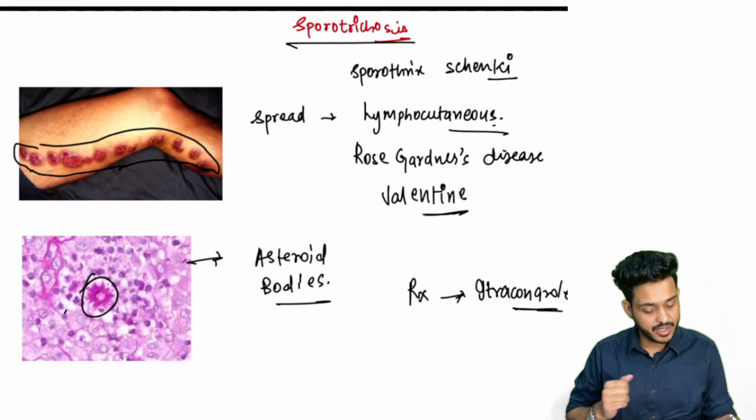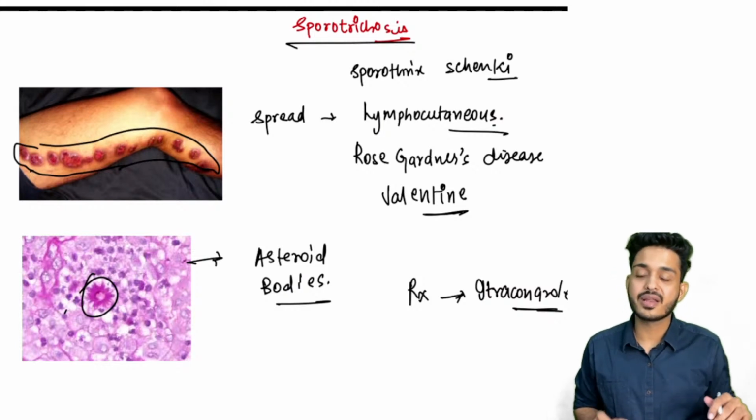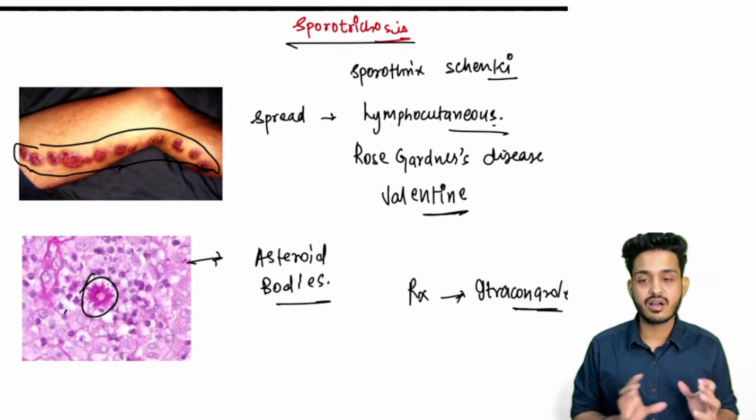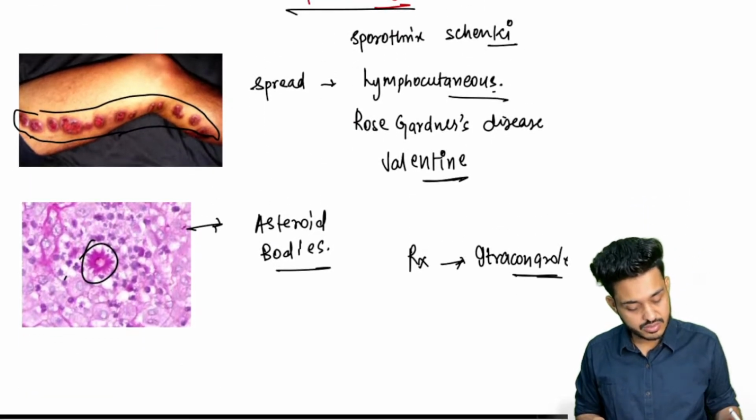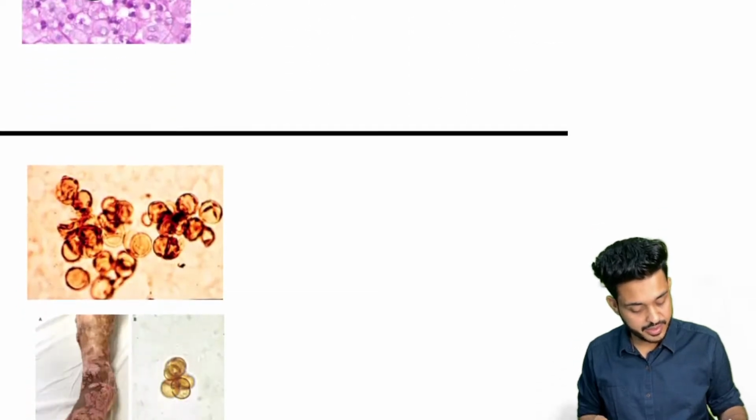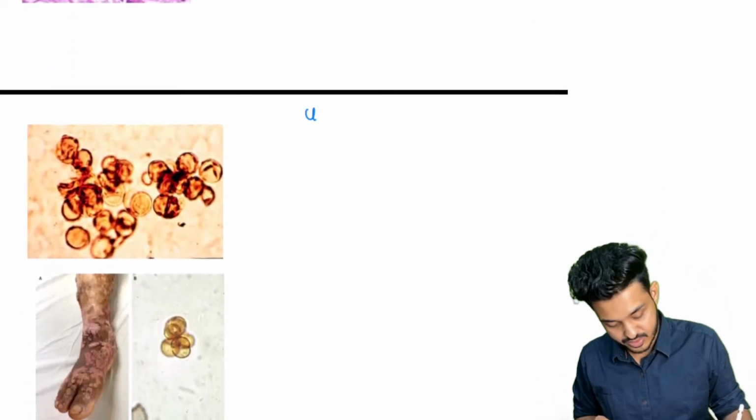We will be studying this in microbiology. So it is a micro part, but it is always connected with derma as well. Okay, so this is the lymphocutaneous spread, right? This one is your chromoblastomycosis.